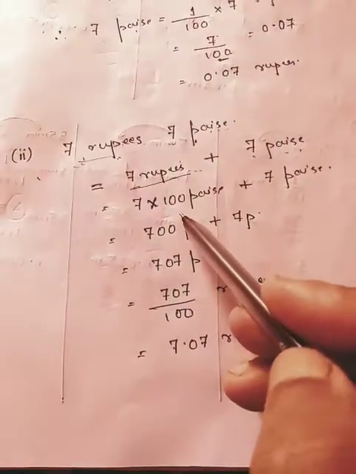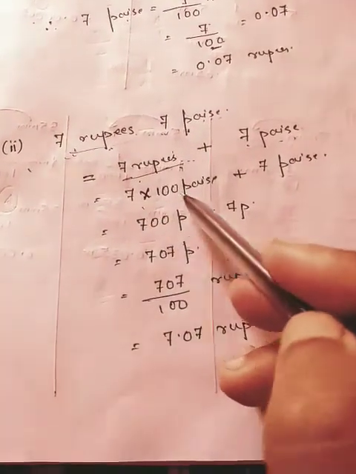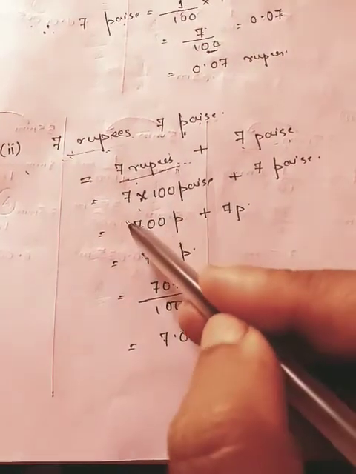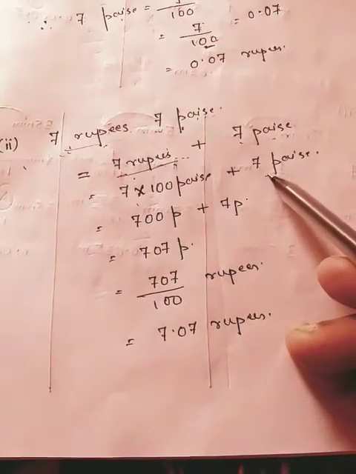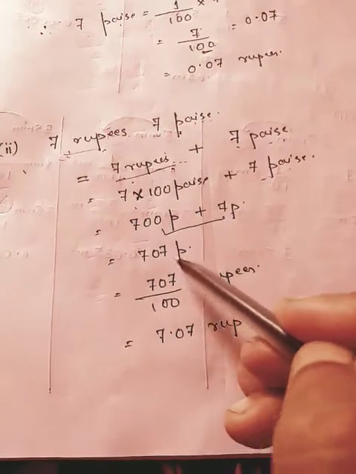So we know that 1 rupee equals 100 paisa. So 7 rupees would be how much? 700 paisa, so 7 into 100. Okay, so it will come as 700 paisa, and what is there? 7 paisa. Just add these two. So it will come as 707 paisa.